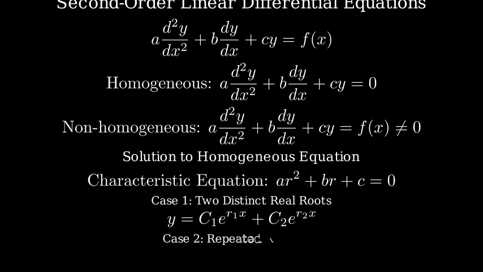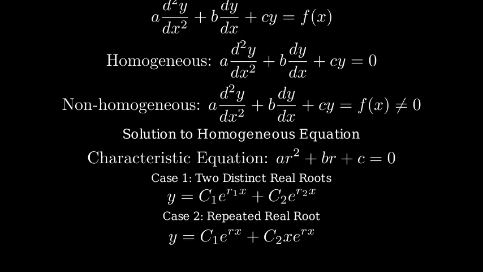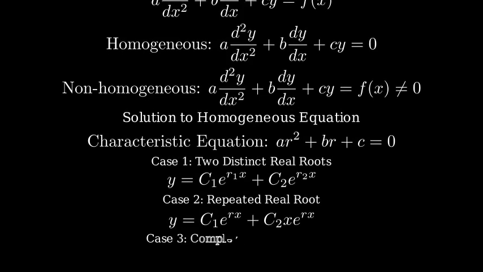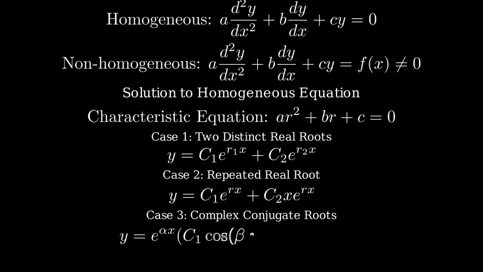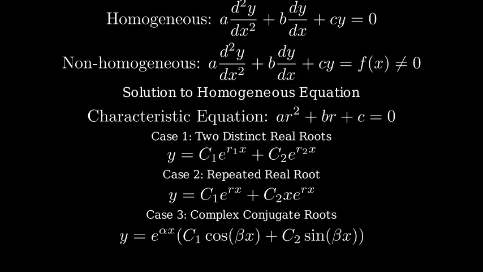If the characteristic equation has a repeated root, r, then the general solution is y equals c1·e^(rx) plus c2·x·e^(rx). If the characteristic equation has complex conjugate roots alpha plus or minus i beta, then the general solution is y equals e^(αx)·(c1·cos(βx) plus c2·sin(βx)). Let's solve an example problem to tie everything together.